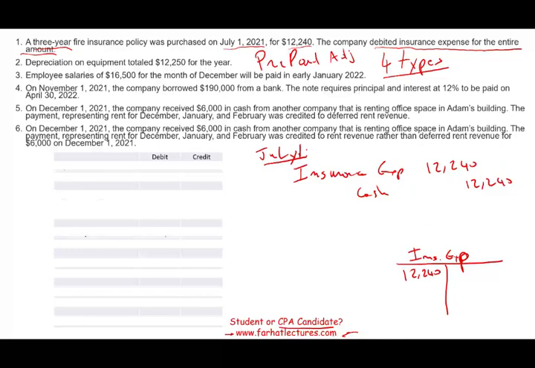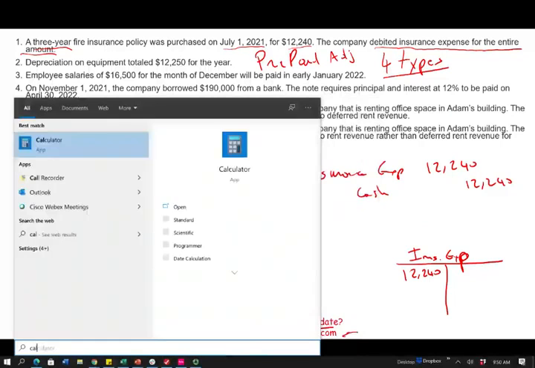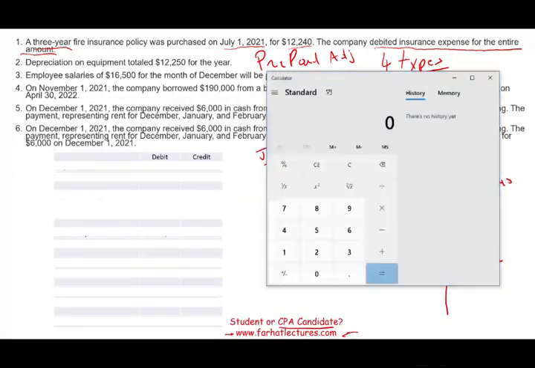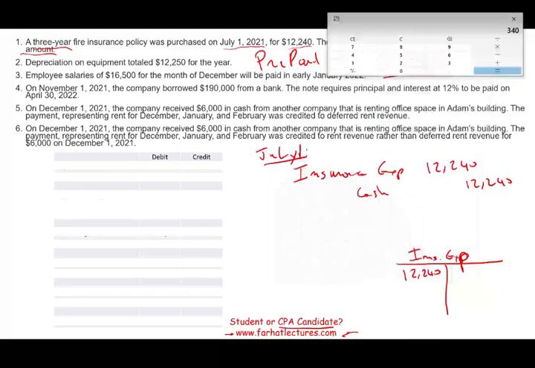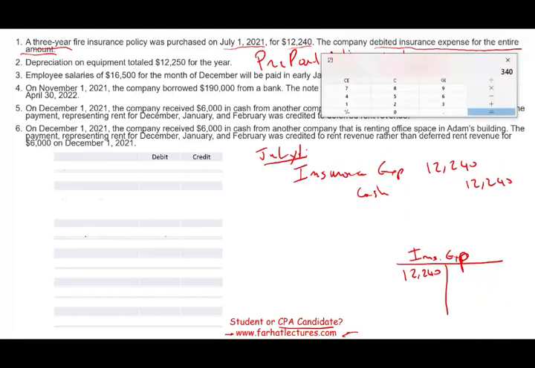Well, let's get our calculators ready. So here's our calculator. We paid $12,240, and we're going to divide this policy by 36 months. Why? Because it's for 3 years. So our monthly insurance expense is $340. How did I know this? Again, it's 3 years and the cost. So let me do it again. 12,000, so you know this, divided by 36 months equals 340.